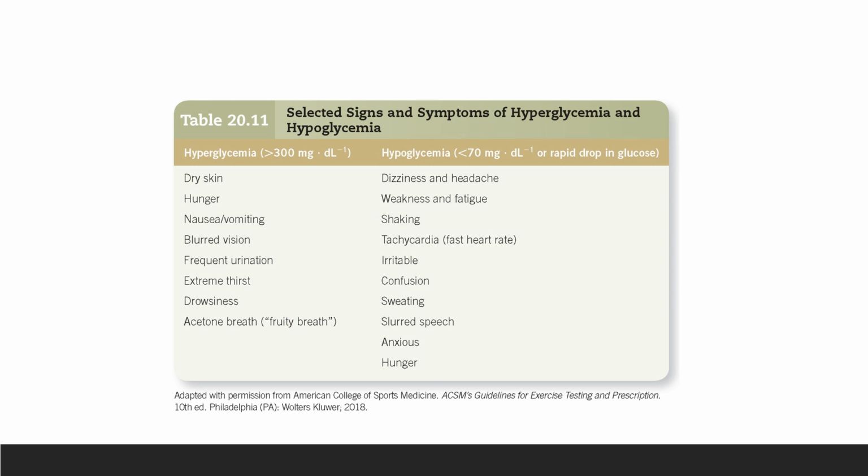Again, Table 2011 includes a list of selected signs and symptoms of hyper and hypoglycemia. Clients need to be taught the exercise guidelines that are specific for proper management of diabetes. For example, warm up and cool down, 5 to 10 minutes each, are particularly important in this population to avoid exercise-induced cardiovascular complications. Proper footwear is also critical for clients with diabetes, especially for those with or at risk for peripheral neuropathy and peripheral vascular disease.